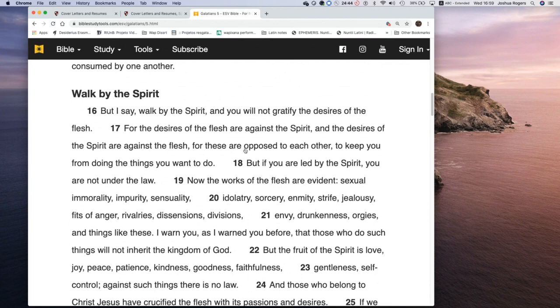To fulfill your role, to fully execute the power that has been vested in you as a person. As a person before God, as a person in your society, as a person in your church, and in every other relationship that you have. If you're led by the Spirit, you're not under law.